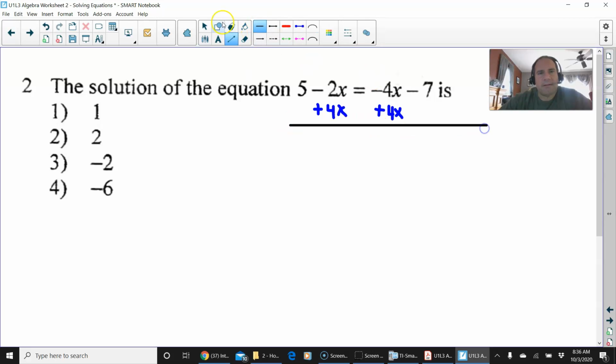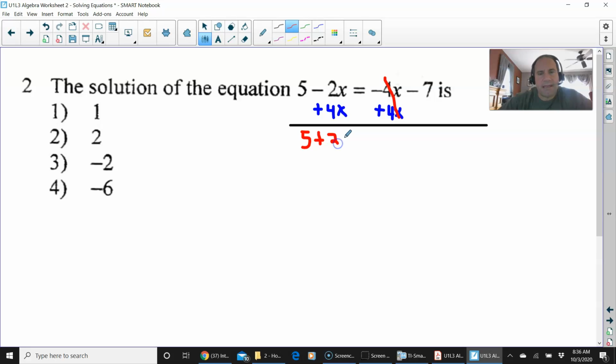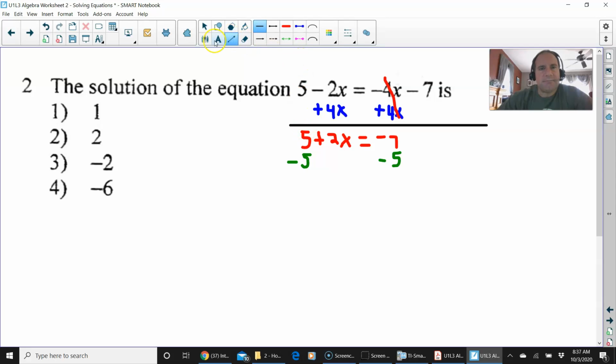So I draw my line and I cancel the negative 4x and the 4x. 5 comes down. Negative 2x plus 4x is positive 2x. Just be careful with that. And then the equal sign comes down, and also that negative 7 comes down as well. Now, see this 5? I need to bring it over to the other side. I have a minus 5 on this side because that's a positive 5, and the opposite of positive is negative, and this would cancel.